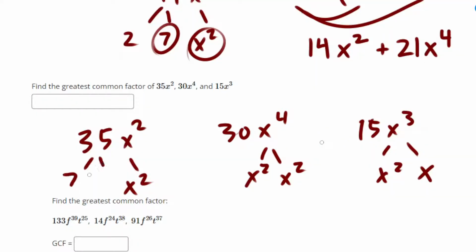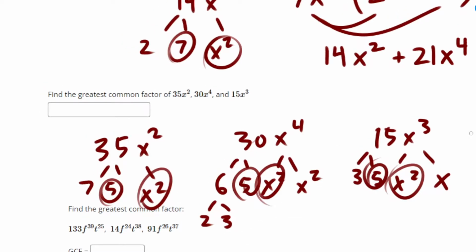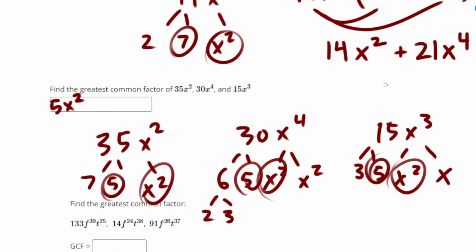And this has a 7 and a 5. This has a 6 and a 5, which is a 2 and a 3 and a 5. And this has a 3 and a 5. So they each have a 5, sorry. And they each have an x squared. So we're going to take out a 5x squared. So we have 5x squared. That was your greatest common factor.